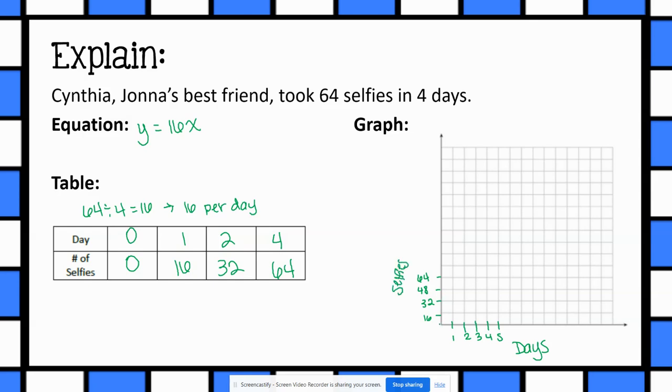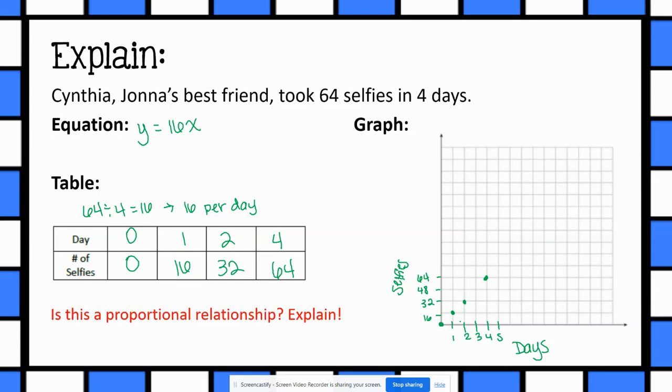Well, in 0 days, she had 0 selfies. In 1 day, she had 16. In 2 days, 32. And in 4 days, 64. Well, we can see this is a straight line and it goes through the origin. So this would also be a proportional relationship.